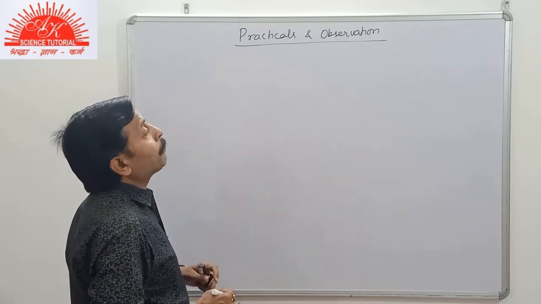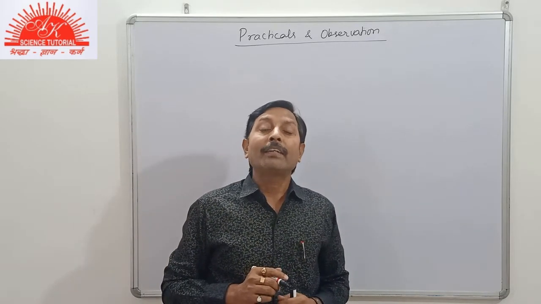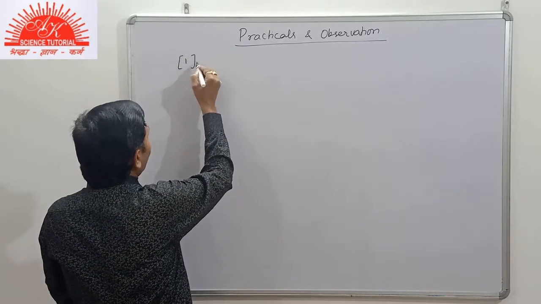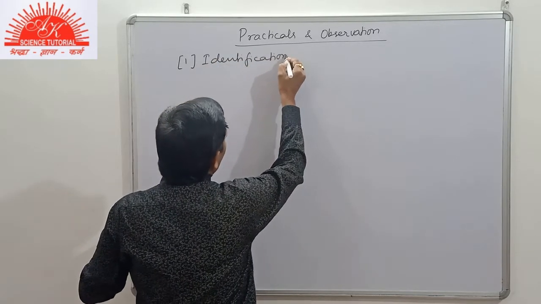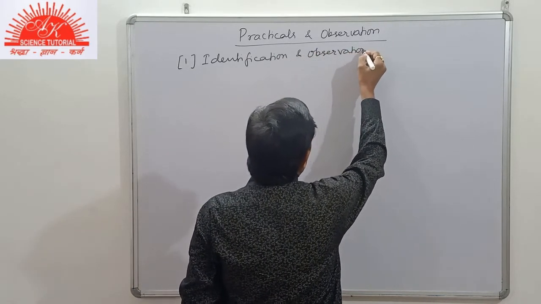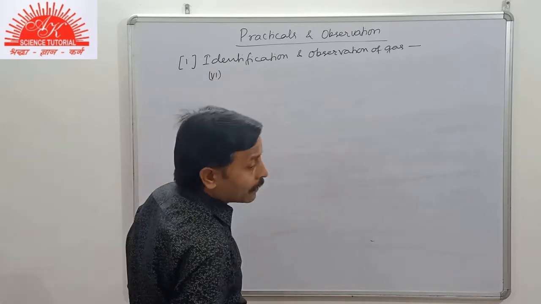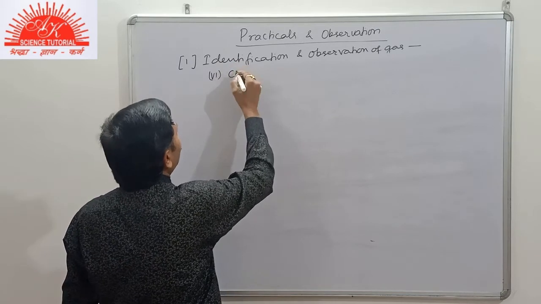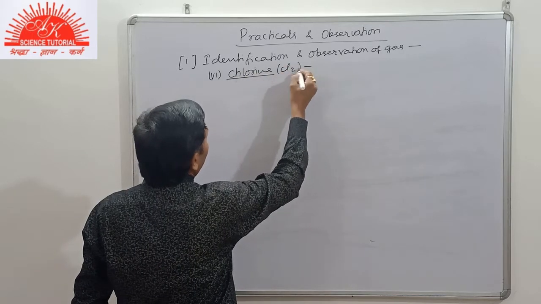So, in the first part of it, I am going to start with the identification and observation of gas. The first gas is chlorine gas, Cl2.